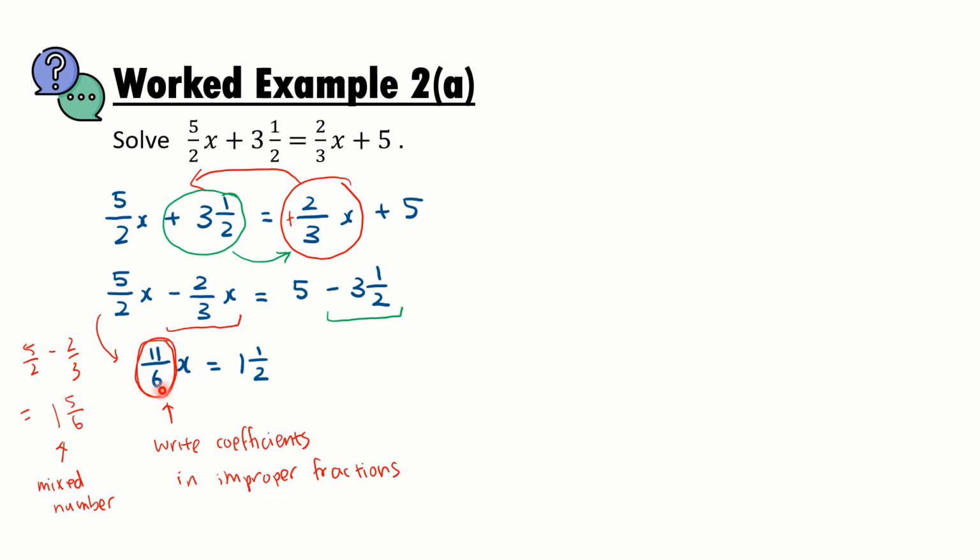11 over 6x is none other than 11 over 6 times x. So in our next step, what we need to do is to bring this 11 over 6 over to the right hand side. Because it is actually a multiplication, I'm just going to squeeze this multiplication sign over here. To bring it across, it means that I have to do a division. So I need to take 1.5 divided by 11 over 6. Let me just clear away these writings so that I can show you my next step.